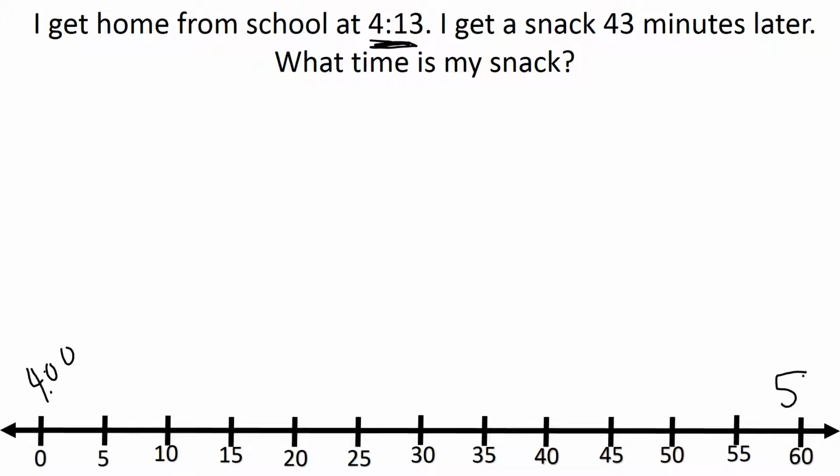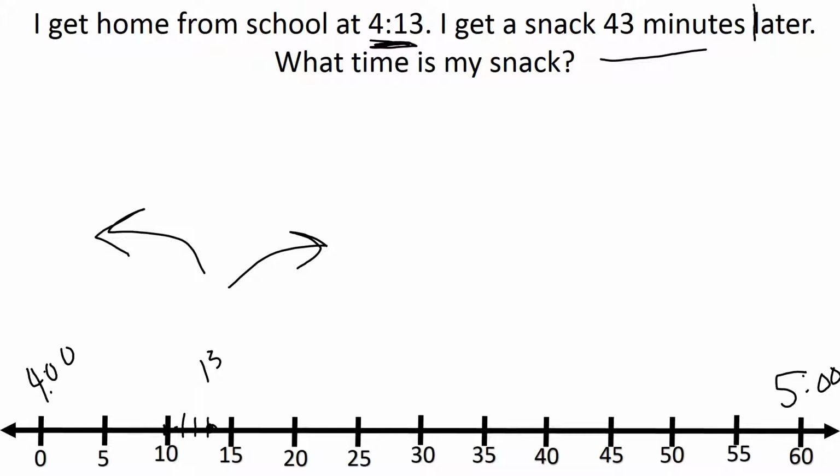You've got 5 o'clock on this side. 13. I start at 10, and then I count up 1, 2, 3. So 13 is going to be right here. Okay? I might even want to label it. Then 43 minutes. So the question is, which way, what direction is the 43 minutes going? Is it into the future, or is it backwards, like asking when I started that activity?